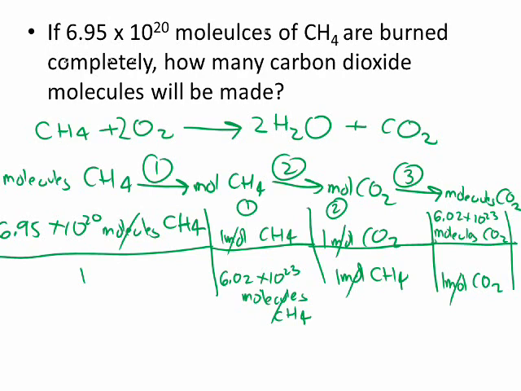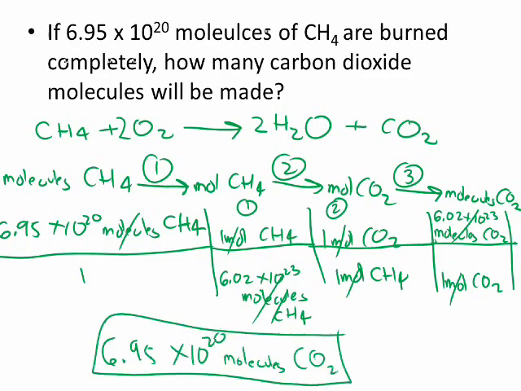Now you'll see that all this stuff is the same. It just cancels out. So, of course, the answer is going to be 6.95 times 10 to the 20th molecules of CO2. Now, if the moles are the same, and you're going from particles to particles, you don't even have to calculate anything. And the same thing with liters. You don't have to calculate. Everything is the same number.